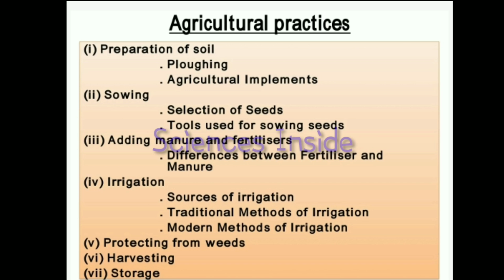So the major steps involved in agricultural practices are preparation of soil, sowing, adding manure and fertilizer, irrigation, protection from weeds, harvesting and storage. In this video, we'll cover the first and second parts in detail. We'll study preparation of soil, in which we'll study plowing and agricultural implements, and we'll cover the second part, that is sowing, in which we'll study the selection of seeds and tools used for sowing seeds.